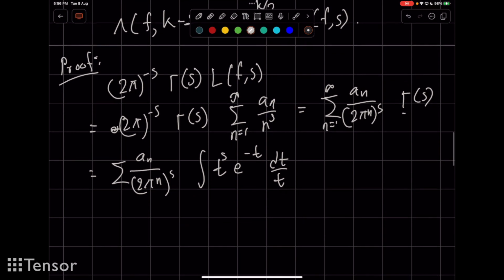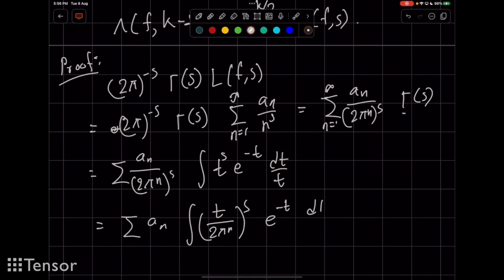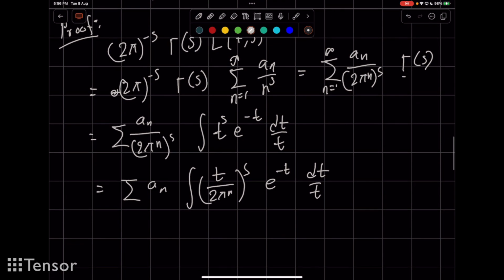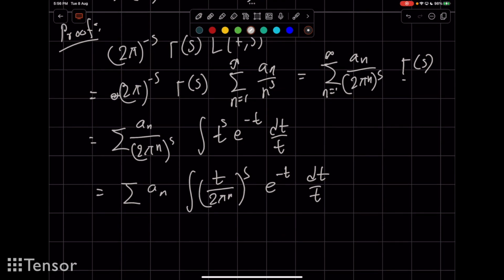Okay, so we can take this 2 pi n inside the integral to get the sum of a_n times the integral of (t over 2 pi n) to the power s, e to the minus t, dt over t. I forgot to put the limits. The limits are 0 to infinity.